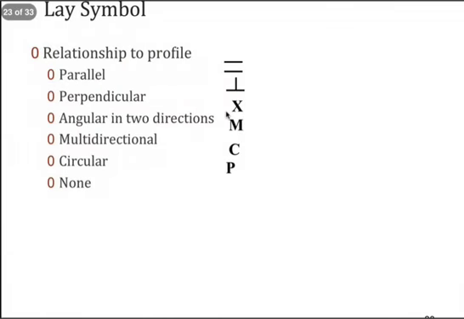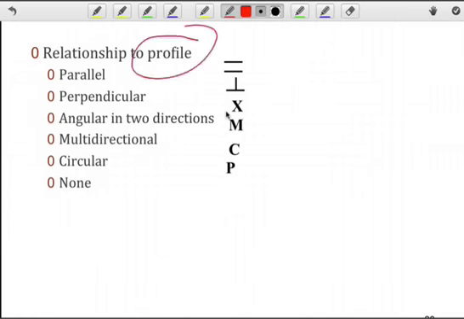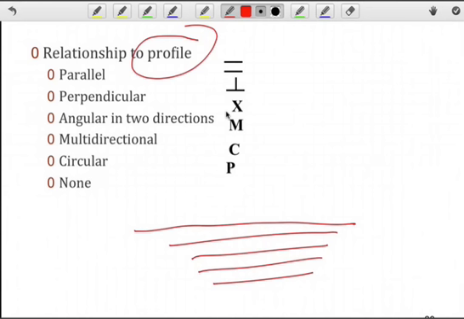Here are the different types of lay symbol if you're trying to specify a specific lay. Here we think of the relationship to the profile. Again, you have to think about the surface. What does the profile look like? When we say it's parallel to the surface, then we're indicating that. If we're saying that's perpendicular, X would be angular in two directions.